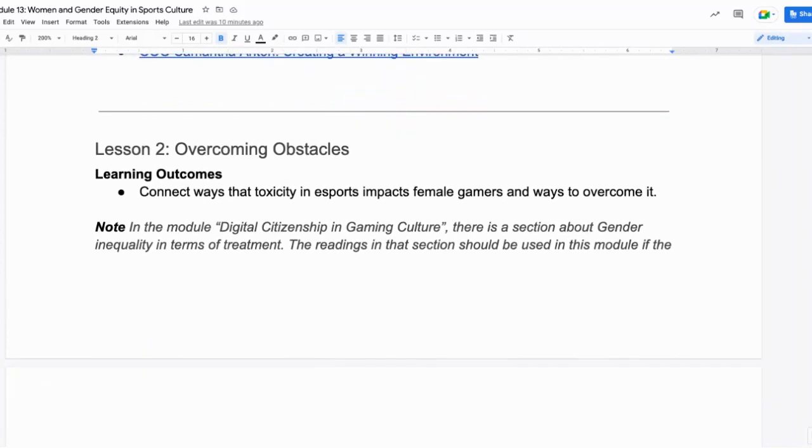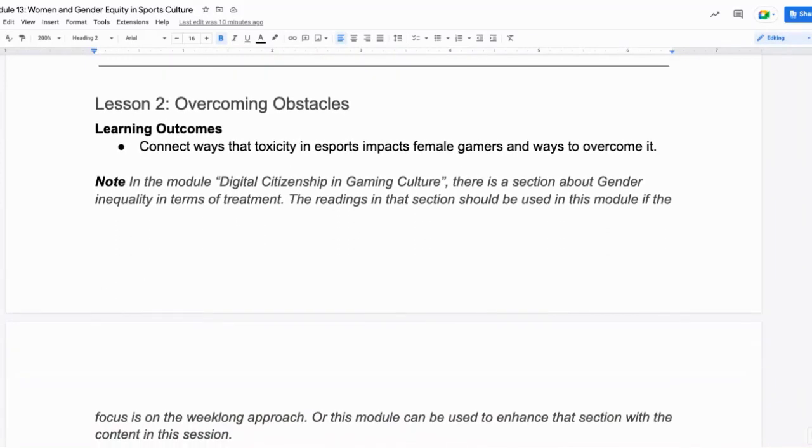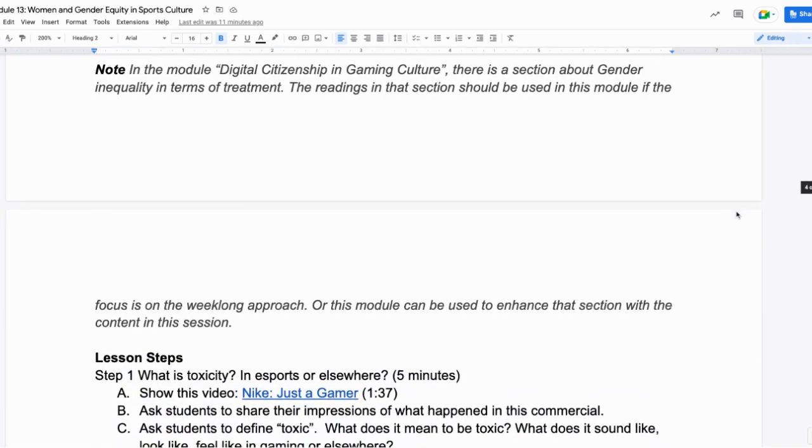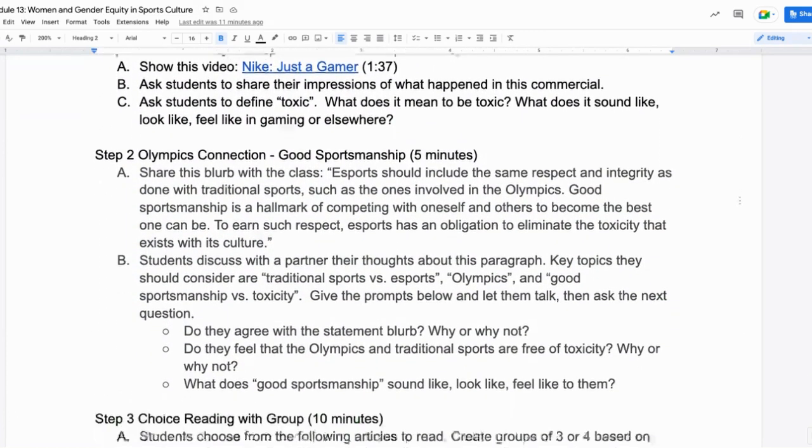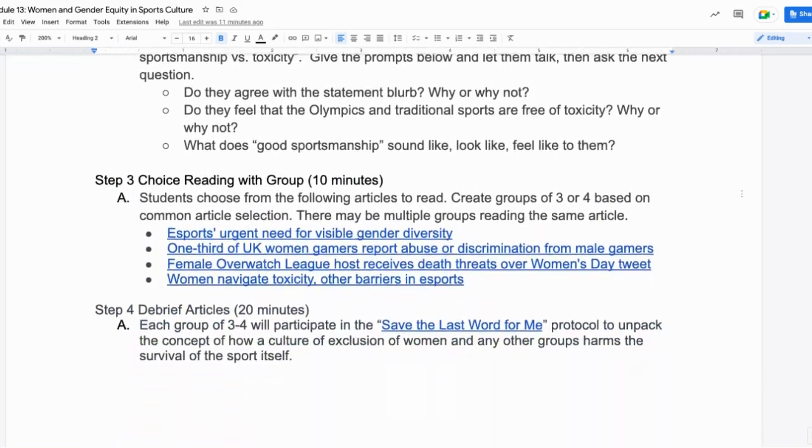The other note worth pointing out for this module is that there is a mention of gender inequality in terms of treatment in the digital citizenship module. If you're doing these modules in order, you may have already come across that, or you might be looking here to find some readings and supplementary activities to beef up that section in the digital citizenship module. So that may be another way to use this guide to help with learning for your students throughout these esports modules.